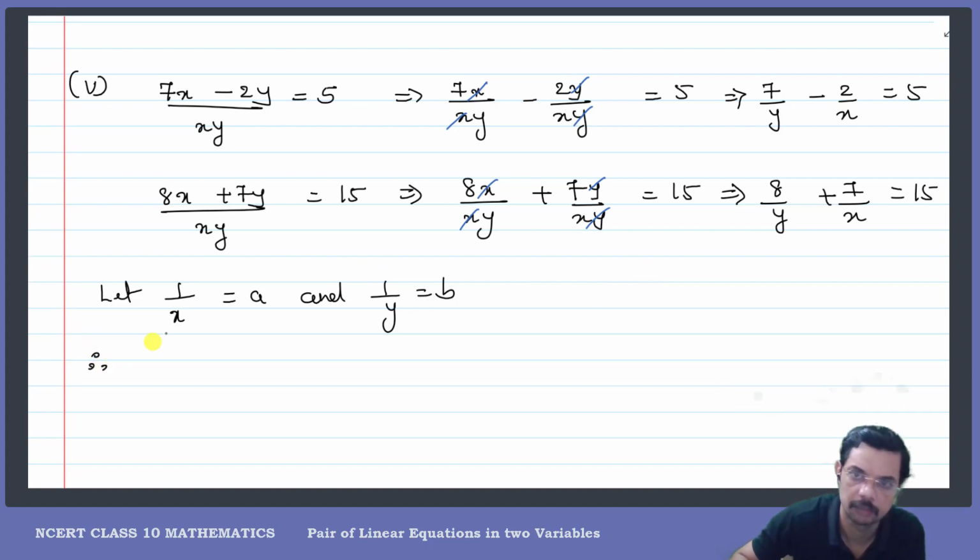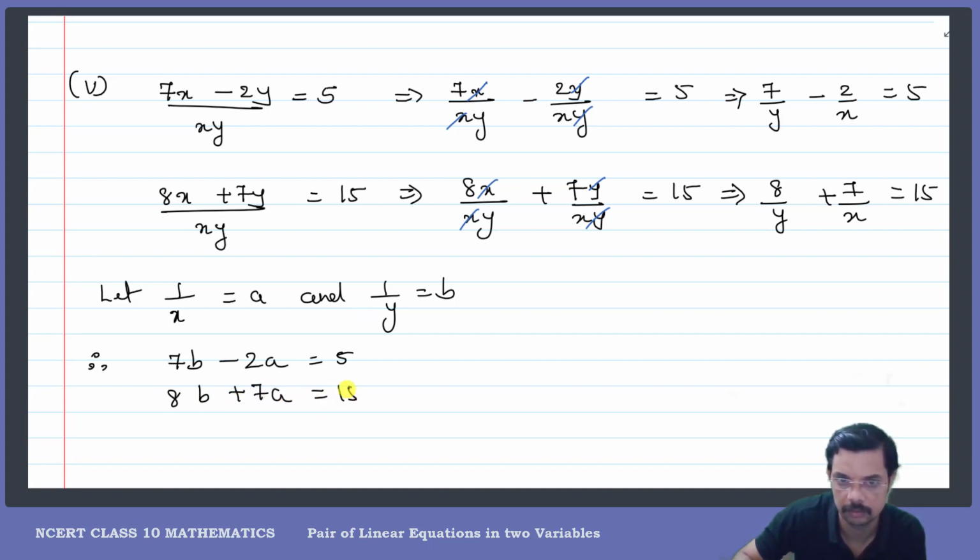Therefore the equations become 7b minus 2a, because here it is y first, so 1 by y comes first, then 1 by x, equal to 5. The second equation is 8b plus 7a equal to 15. What to do? This is your first equation, this is your second equation.